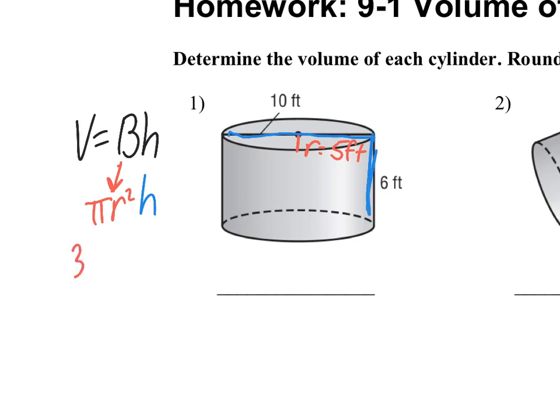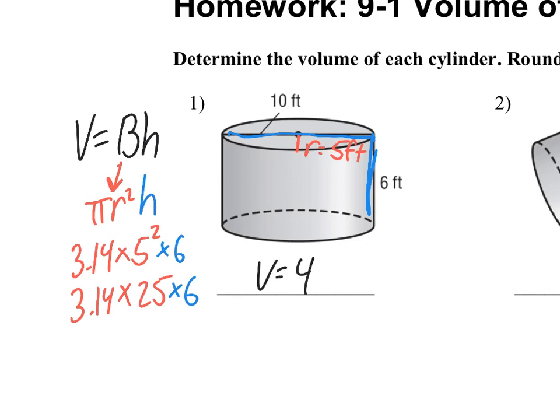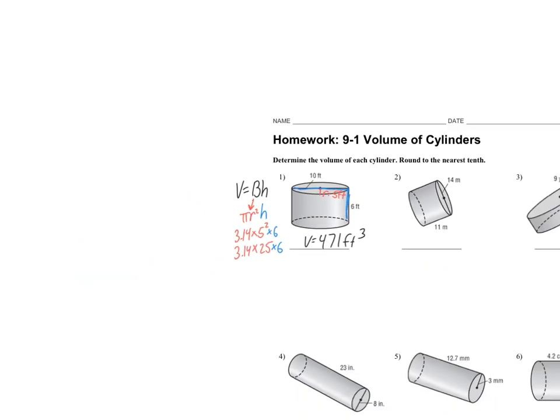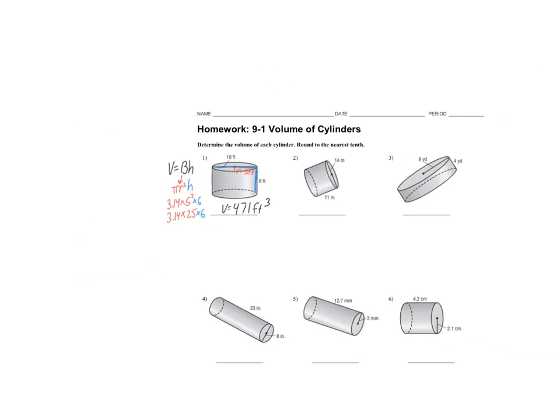Pi is going to be 3.14. Our radius we just figured out is 5. And our height is going to be that 6 feet. And I haven't touched the 3.14 yet, but 5 squared is 5 times 5, which is 25. Times 6. 3.14 times 25 times 6, and we get a value of 471 feet cubed. The rest of the images I'm going to let you guys handle.